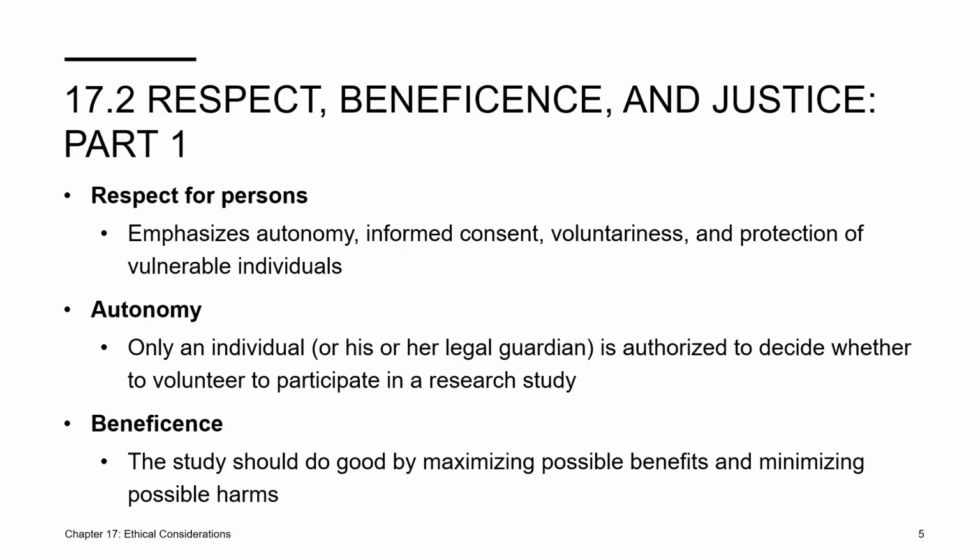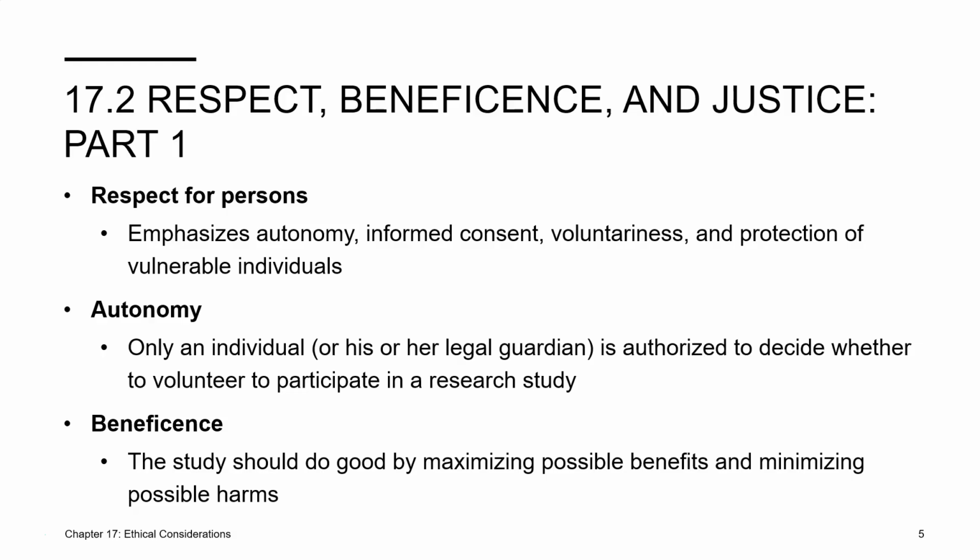Section 17.2 covers Respect, Beneficence, and Justice. Some key concepts for conducting human subjects research really start off with the respect for persons. This emphasizes that autonomy, informed consent, voluntariness, and protection of vulnerable individuals are all considered when conducting any sort of research project. Autonomy is when an individual or his or her legal guardian is authorized to decide whether to volunteer to participate in a research study.